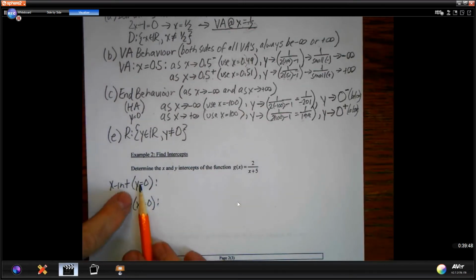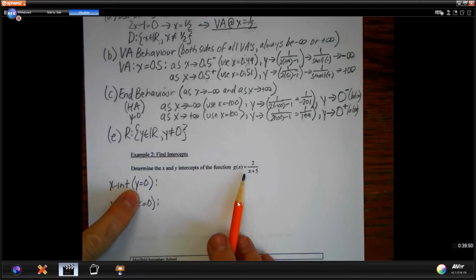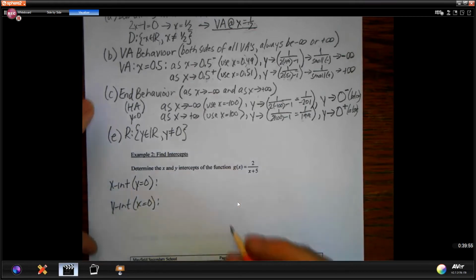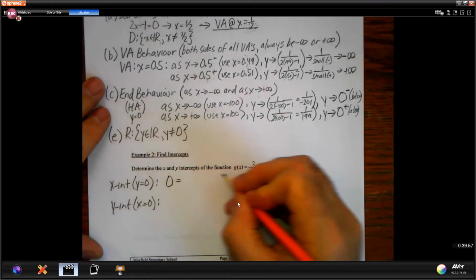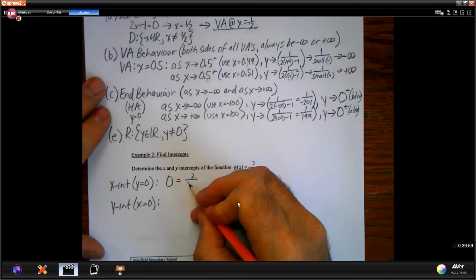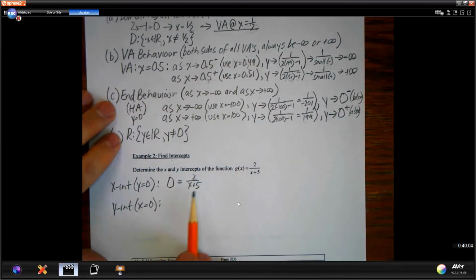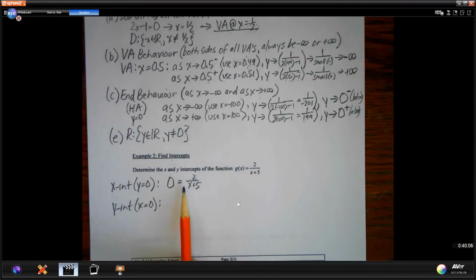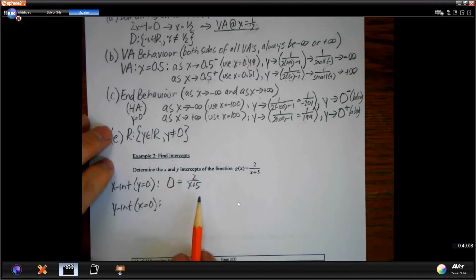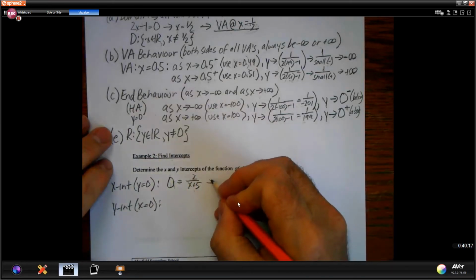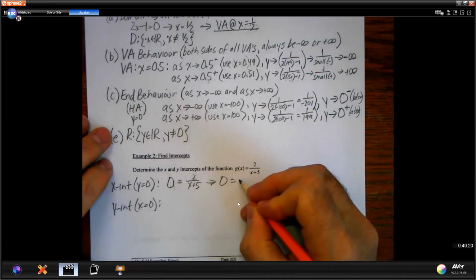So we're basically going to set y equal to 0 to find the x-intercepts. Now the y here is the g of x, right? So we're going to set that to 0. 0 equals 2 over x plus 5. Now, anytime you have 0 equals any kind of fraction or rational expression, you don't really care what's on the bottom. What you're trying to do is make the numerator 0. So I could basically change this equation to x equals 2.